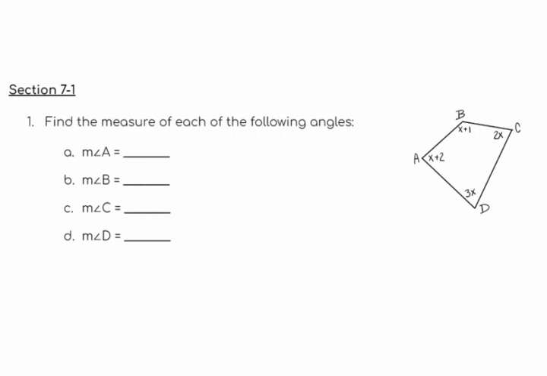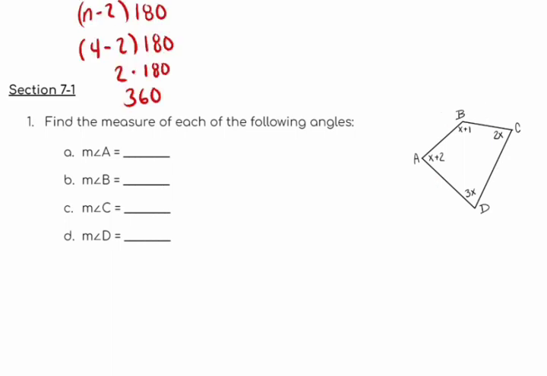For problem 1, we need to figure out what the sum of all the internal angles are. Counting up the sides, we notice there are 4 sides. Using the formula n minus 2 times 180, because there will be n minus 2 triangles, we get 2 times 180, which is 360 degrees.